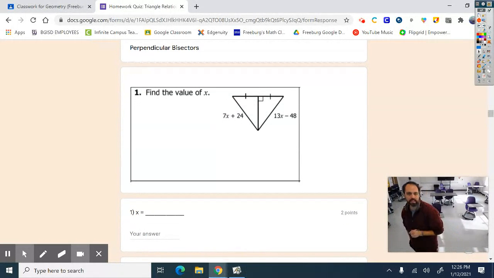Okay, perpendicular bisectors. If you have a triangle and you drop a perpendicular bisector, this kind of goes back to our triangle congruency stuff.